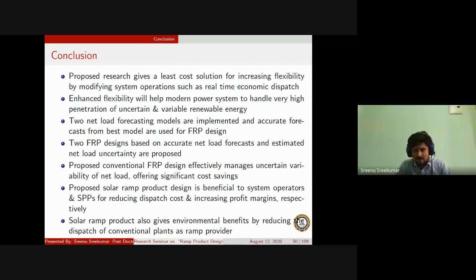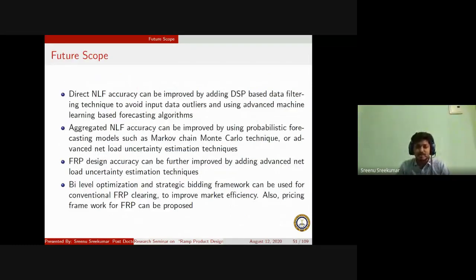In every research, it opens a lot of future opportunities. Here also I have found a lot of future opportunities for further research, and I have listed only a few. First objective, direct error forecasting can be improved by adding a DSP based data filtering technique such as a Kalman filter to avoid input data outliers. And also we can use advanced machine learning algorithms to improve direct error forecasting accuracy.